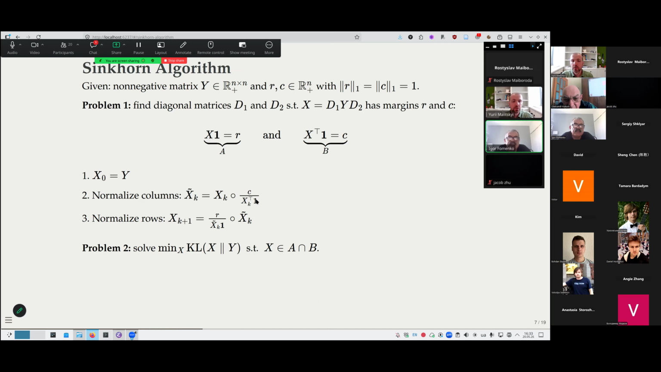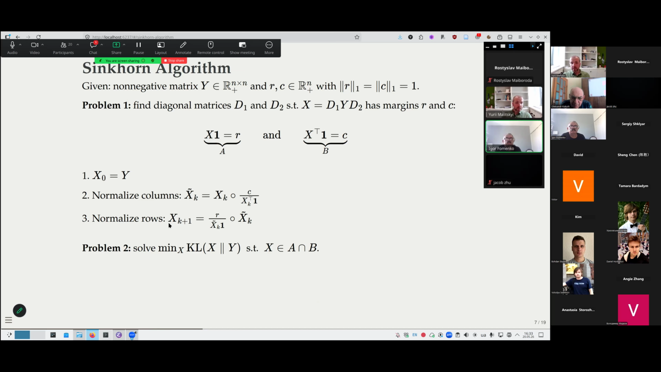Yeah, but X, C is a vector, and X1 is also a vector. So you divide one vector over another, which means you divide component-wise. Yes, and then each column is multiplied by this number correspondingly. I didn't want to be super rigorous because then the formula would be unmanageable. But I hope intuitively it's clear what it means to normalize columns and rows. The formula by itself is not so important.